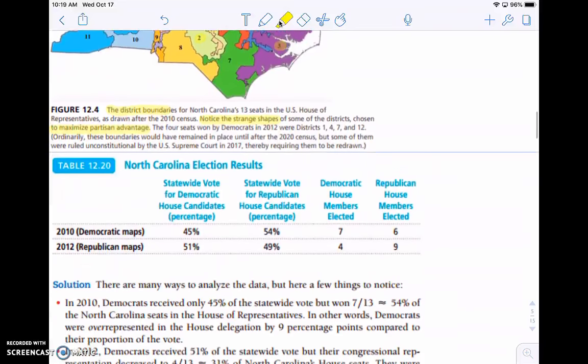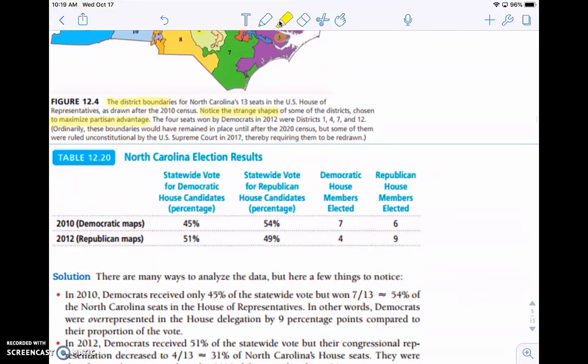So if we look at this here, in the 2010 Democratic maps, 45% of the state voted Democrat, 54% Republican. So there are fewer that voted for a Democrat than voted for a Republican. However, Democrats won 7 out of 13 seats. So they had less votes percentage-wise for their candidates, but they won more seats.